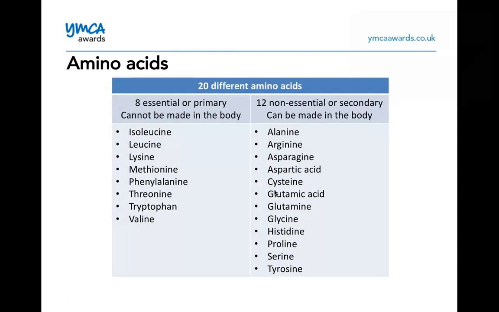Yeah. Okay. So amino acids. We have 20 different amino acids in our body. So we've got 8 essential, so primary, that cannot be made in the body, and 12 non-essential, which is secondary, that can be made in the body. Of the essential, do you see any familiar ones? The top two, and valine as well. I see them in the branched chain amino acids. Well done. Thank you very much.